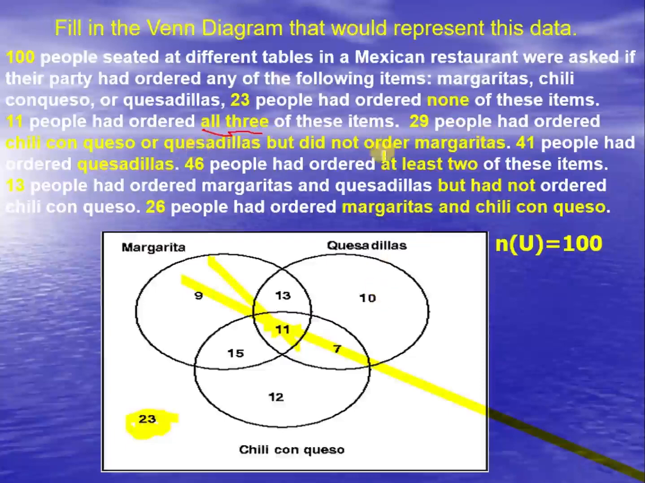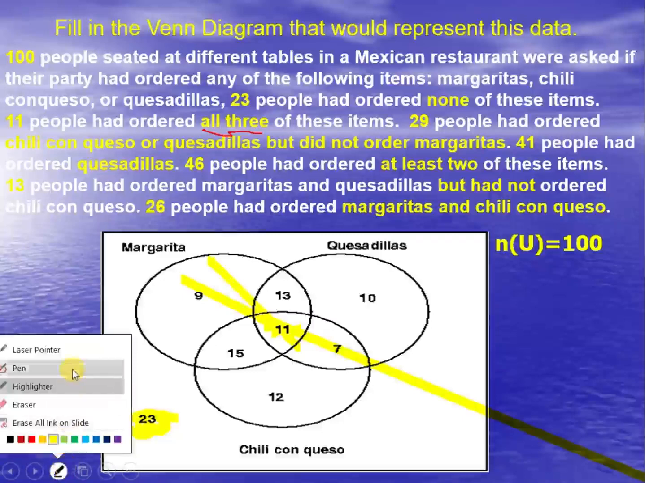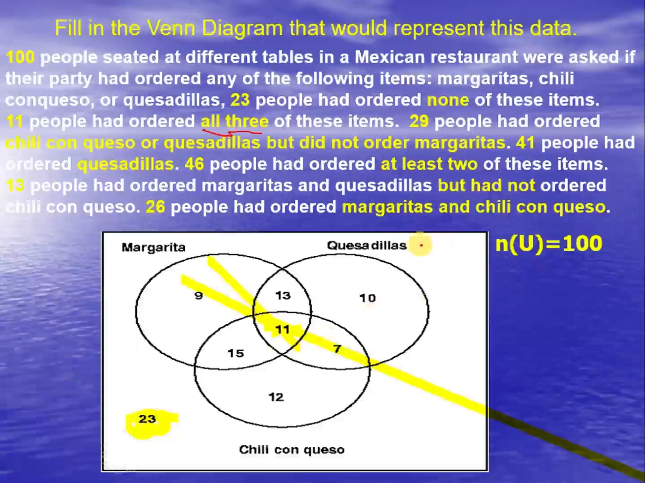It goes further to say that 41 people had ordered quesadillas. So here it's trying to say that 41 people ordered for this. So the total people who ordered for quesadillas are 41. The whole of this circle must give you 41. So if you add 13 plus 11, that will be 24, plus 31... plus 10, that is 41. The whole of this circle. So when you finish and you sum them up and it is not 41, then your information input in the Venn diagram is wrong.